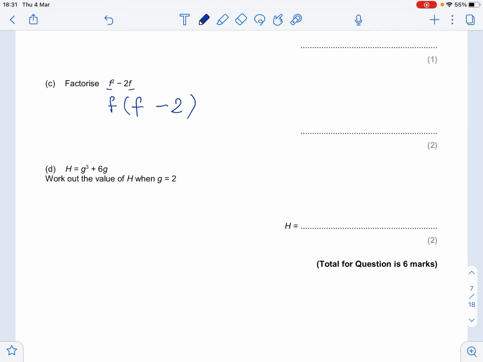Part D. Work out the value of h when g is equal to 2. So this is another substitution question. So h is equal to g, which is 2 cubed plus 6 multiplied by 2. So 2 cubed is 8 plus 6 times 2 is 12. So your h would equal 20.